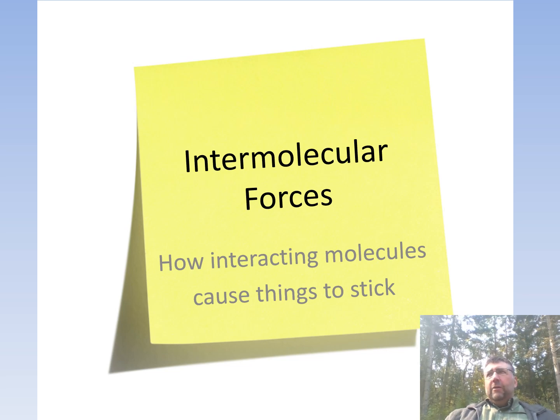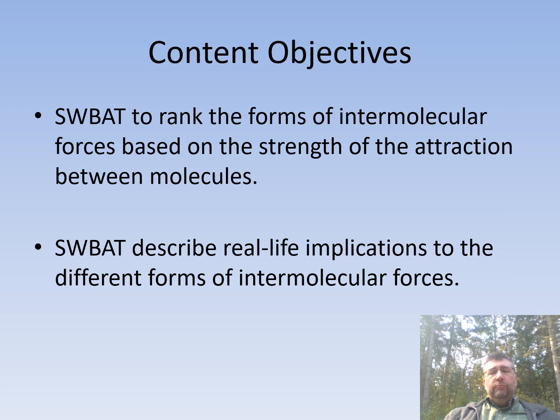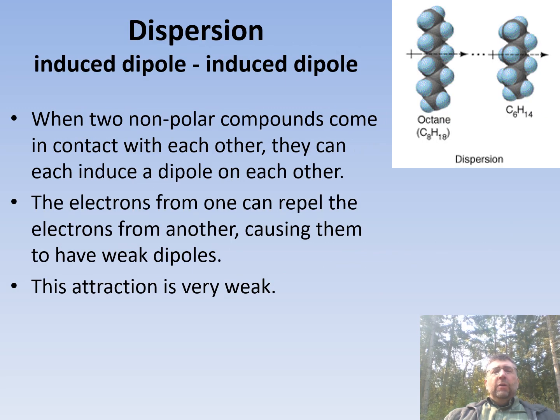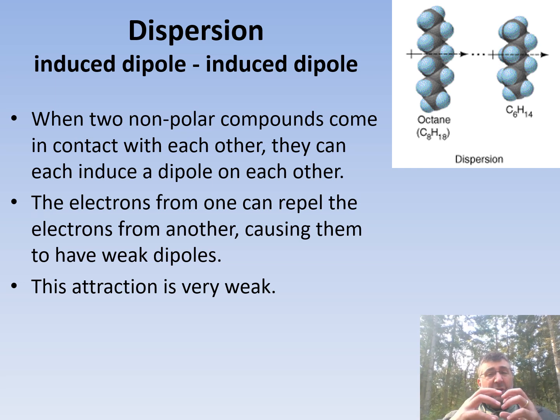Hey, so this is the last in our series of intermolecular forces, and we're going to focus on dispersion. Dispersion is also known as induced dipole, and basically what happens is that two nonpolar compounds, when they get near each other, induce dipoles on each other. So even though both have even distributions of electrons due to the nonpolar bonds that they have, when they get near each other, the electrons from one begin repelling the electrons from the other, which induces a dipole.